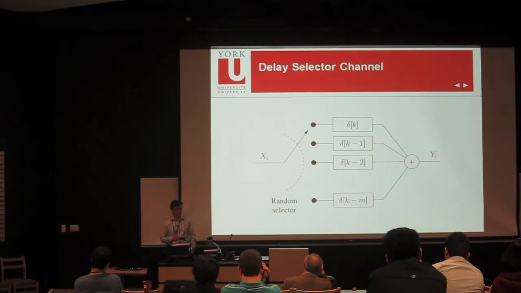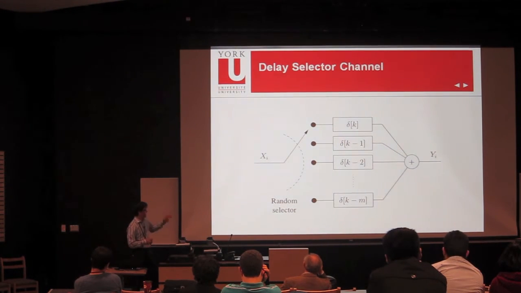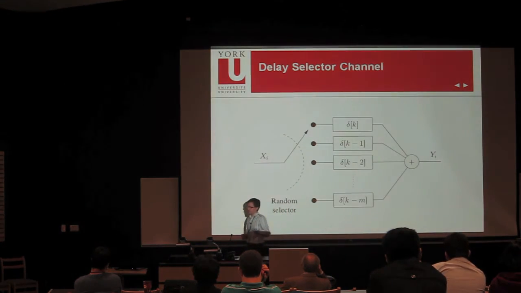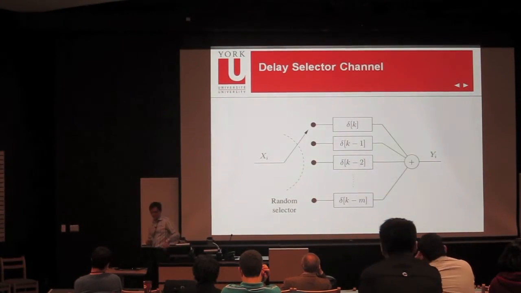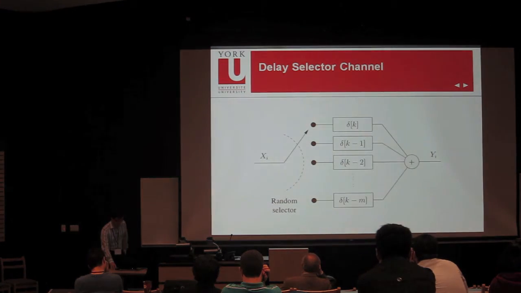So the second delay line is unit delay. The third delay line is 2 units delayed. And ultimately, there is some maximum delay m. So in other words, there are m plus 1 possibilities: an input can be passed to one of these delay lines.